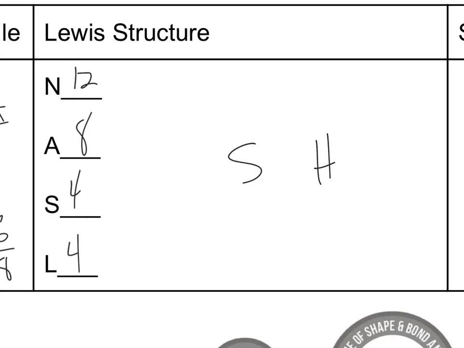Sulfur, hydrogen, hydrogen, share 4 electrons. Well, I got to make 1 bond on either side. That takes care of those 4 shared electrons. Done. 4 left over. Where are we going to put the dots? Well, you're not going to put them on the hydrogen on either side because they're both hydrogen. So the only place left is the sulfur.